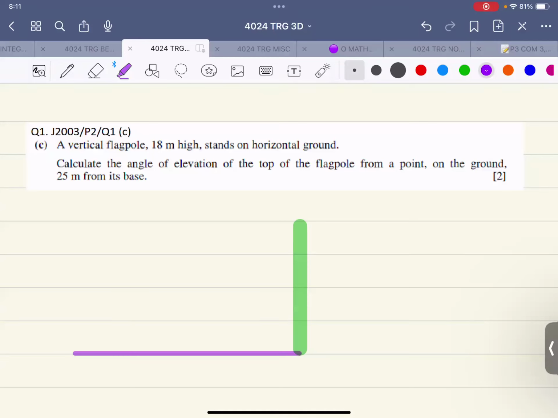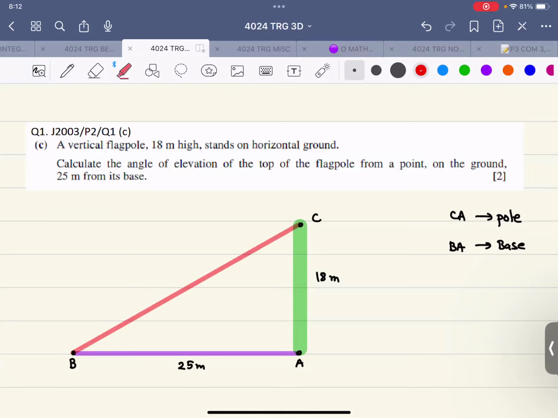Calculate the angle of elevation. One more thing, let me first write this as 18 meters. This is the flagpole. And calculate the angle of elevation of the top of the flagpole from a point on the ground 25 meters from its base. So this is 25 meters. This is the base. This is A. Let me call this C. So CA is the pole and BA is the base. 25 meters is given, 18 meters is given. Let me connect one line between B and C like this.